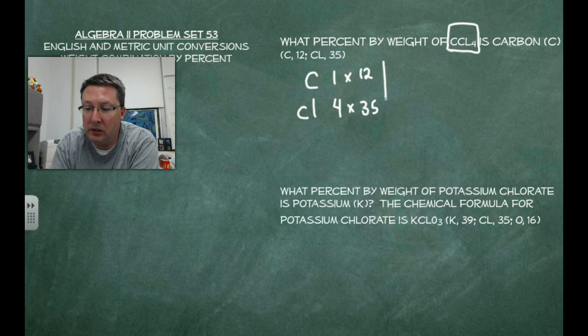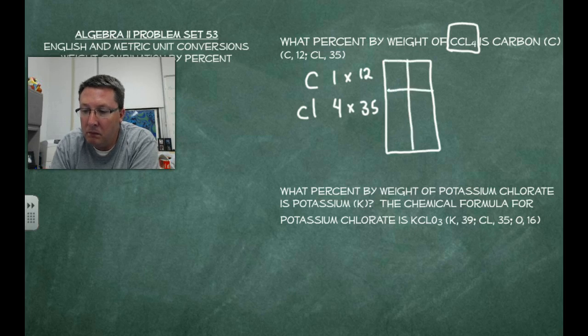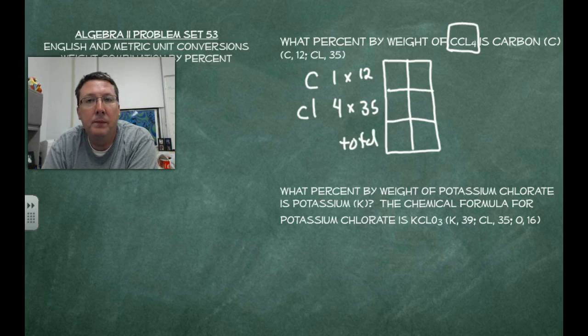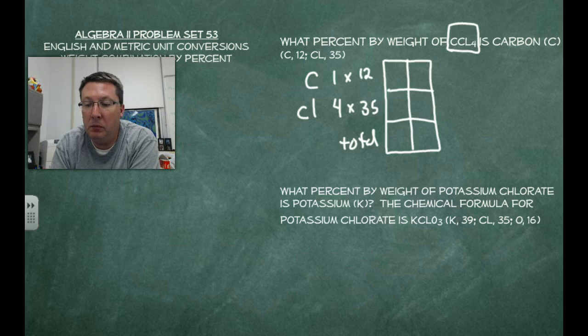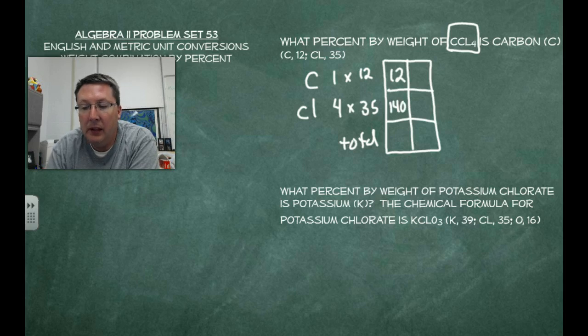Okay, so we start this the same way. I'm going to start with a little table. And this last row, I'm going to label it total. Okay, so the weight of the carbon, I have 1 atom of carbon times 12 is 12. 4 times 35 is 140. And that totals to be 152.